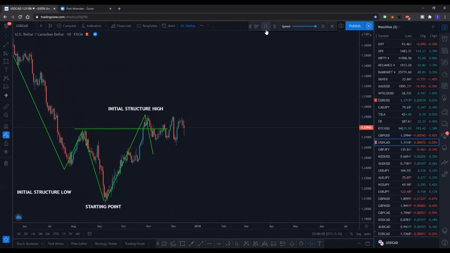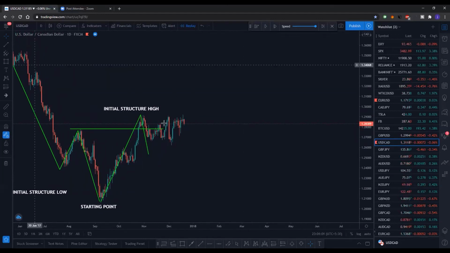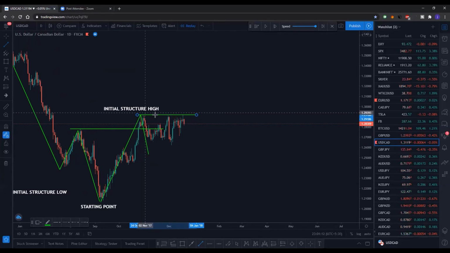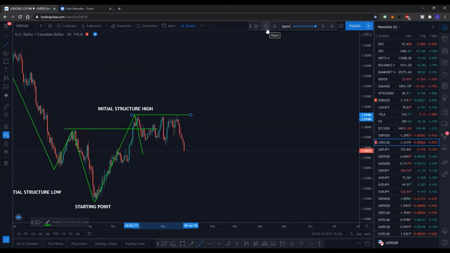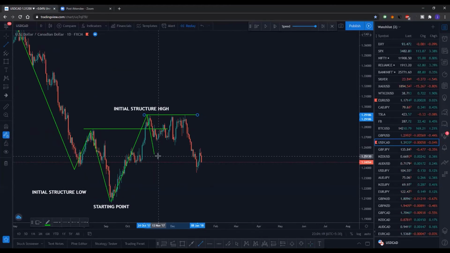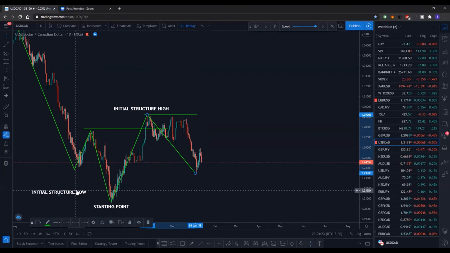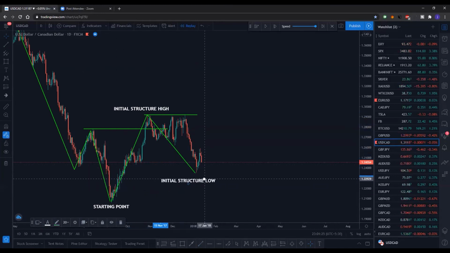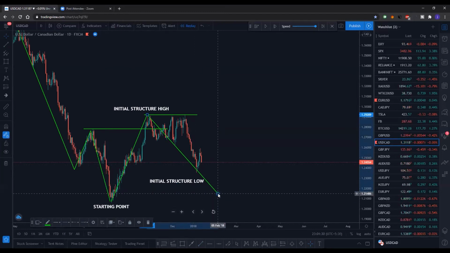You see, the market never gave us a break and close above the initial structure high. It almost tested over here. It tested the third time, but it never broke. So now you see it has again come down to this level. We still don't know whether we can call this the initial structure low, because the market can come even further down. We'll never know.